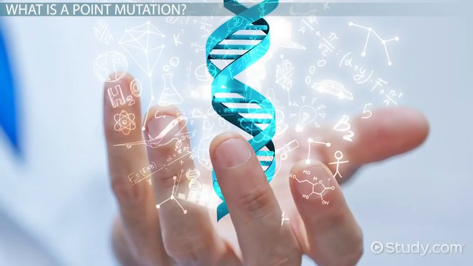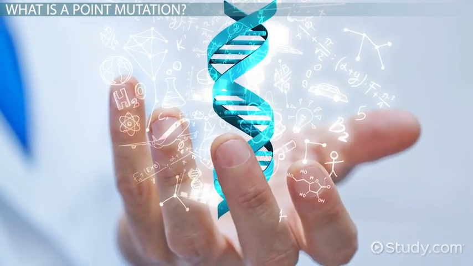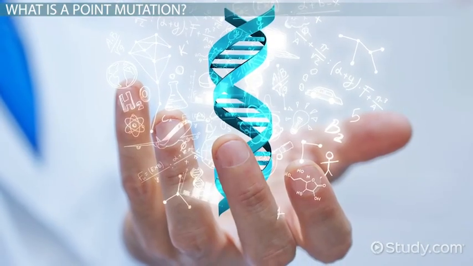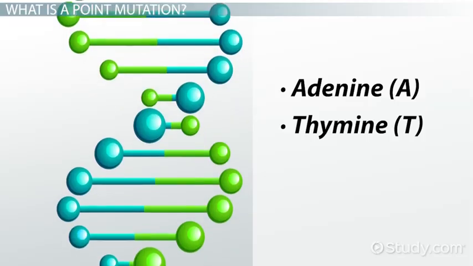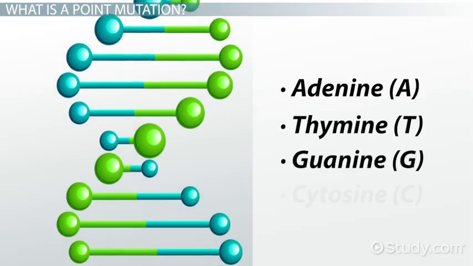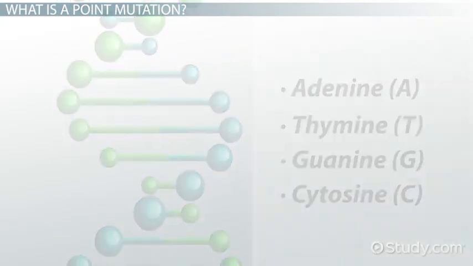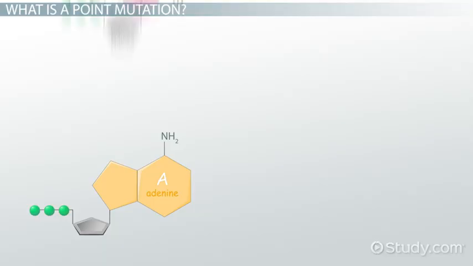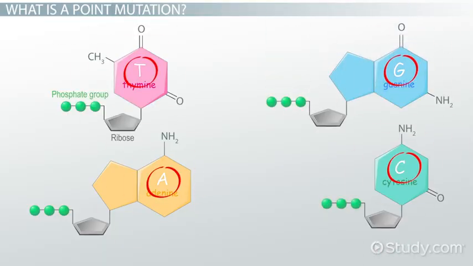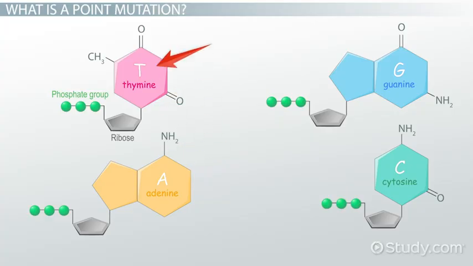If you were to zoom in on your DNA, you'd see the following bases, or parts of the nucleotides, that make up your DNA. Adenine, A, thymine, T, guanine, G, and cytosine, C. These bases pair up. Adenine and thymine pair together, and guanine and cytosine pair together. Often, you'll see the bases simply written as letters. As you can probably guess, adenine is A, thymine is T, guanine is G, and cytosine is C.